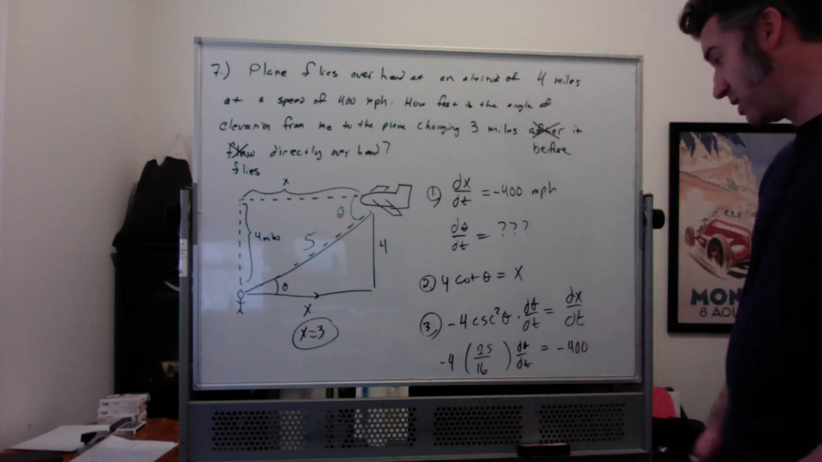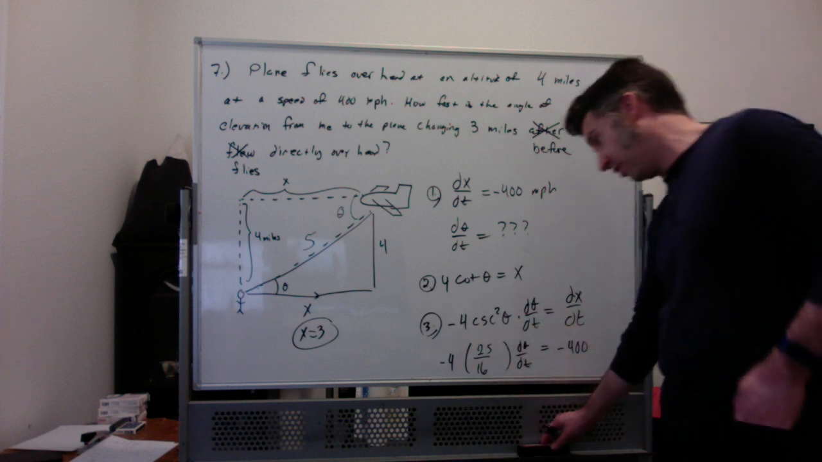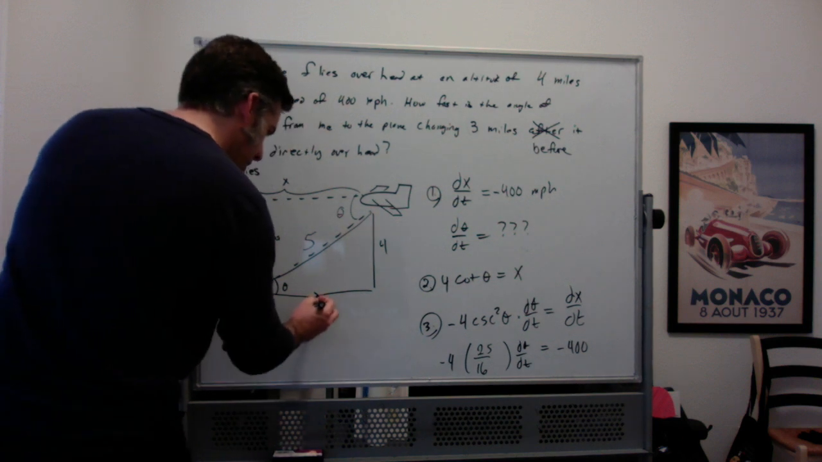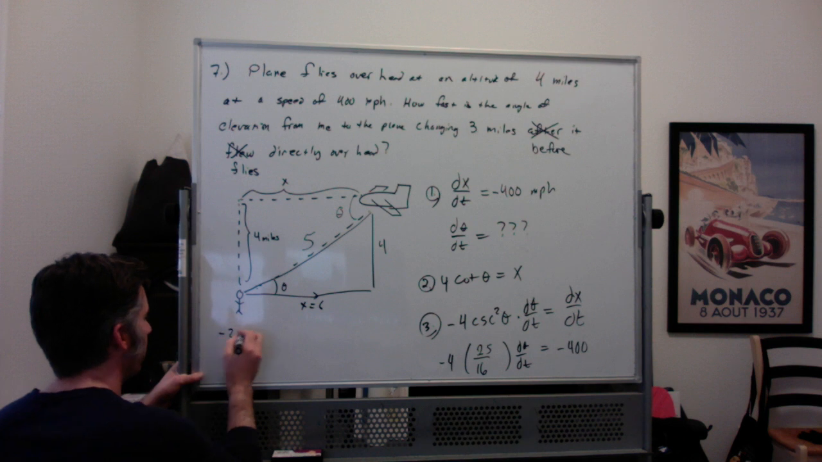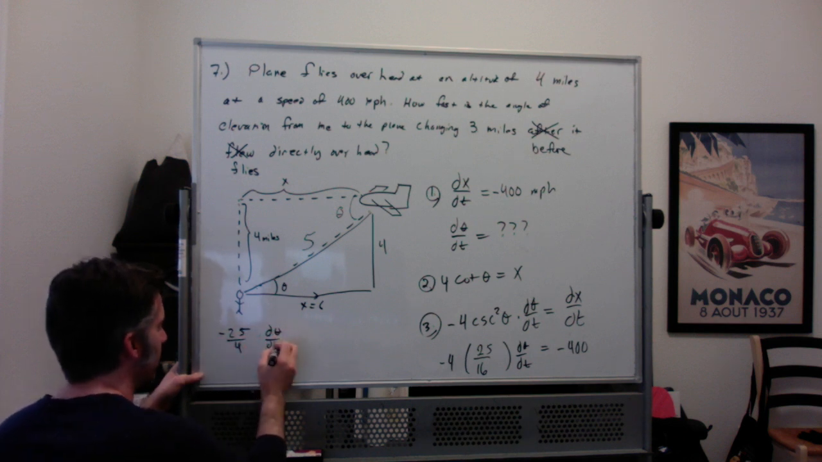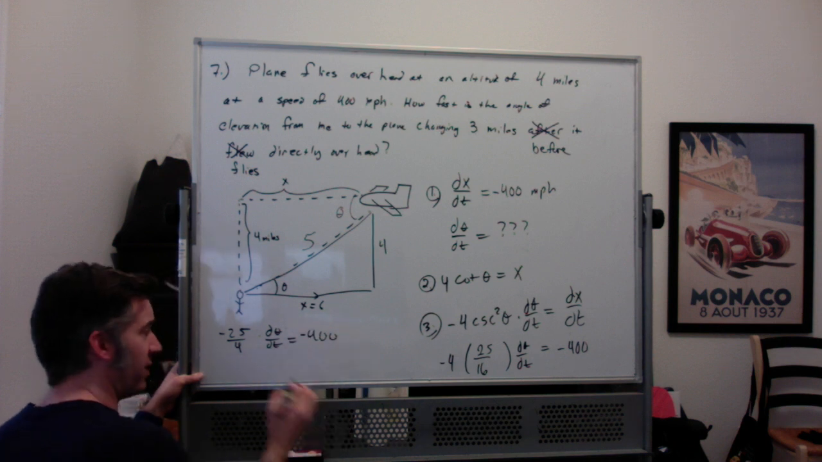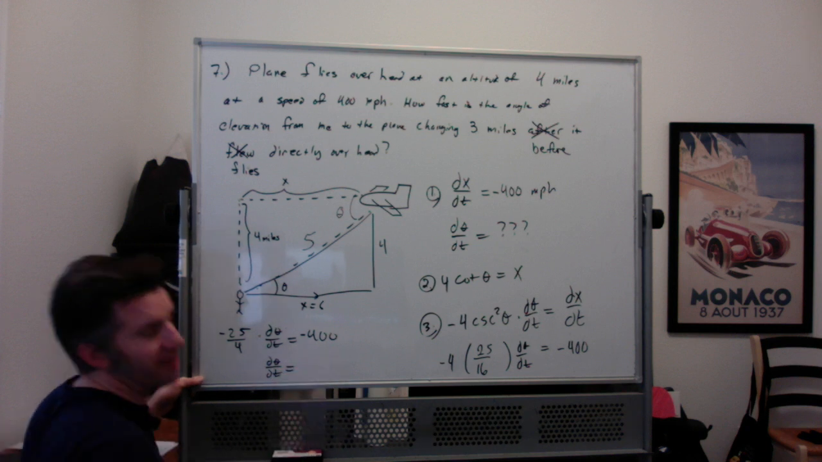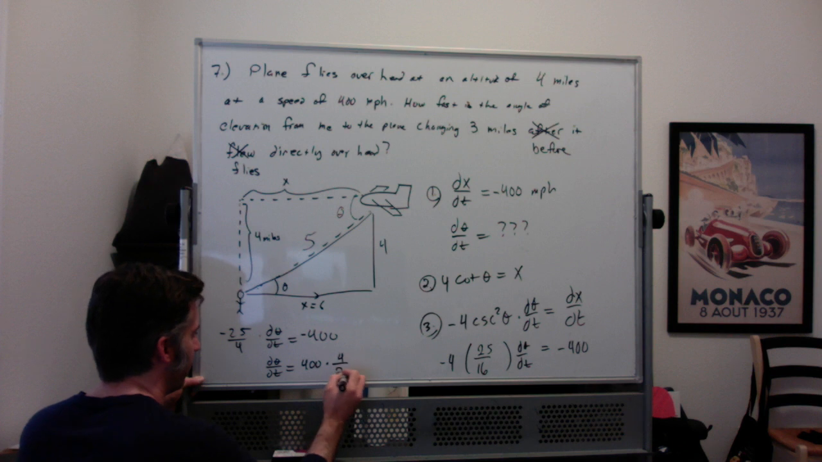And now we just have to solve for dθ/dt. Notice that the negative signs are going to undo each other. I think they cancel out. So if I simplify this, this is negative 25 over 4 times dθ/dt equal to negative 400. And then multiply those sides by 4/25 to get dθ/dt equals 400 times 4/25.